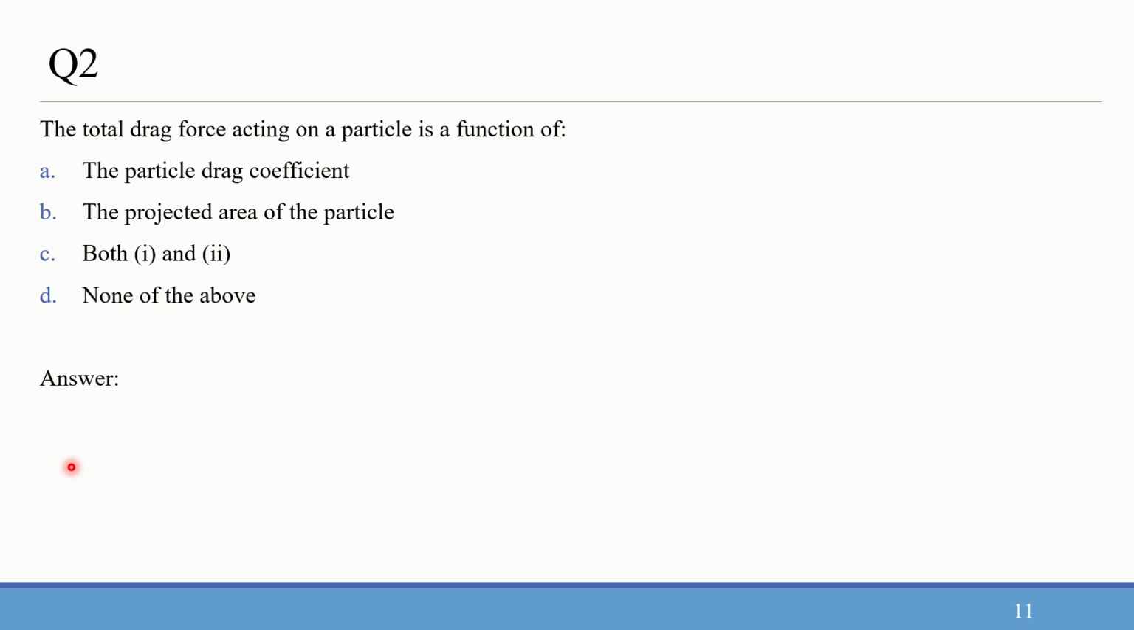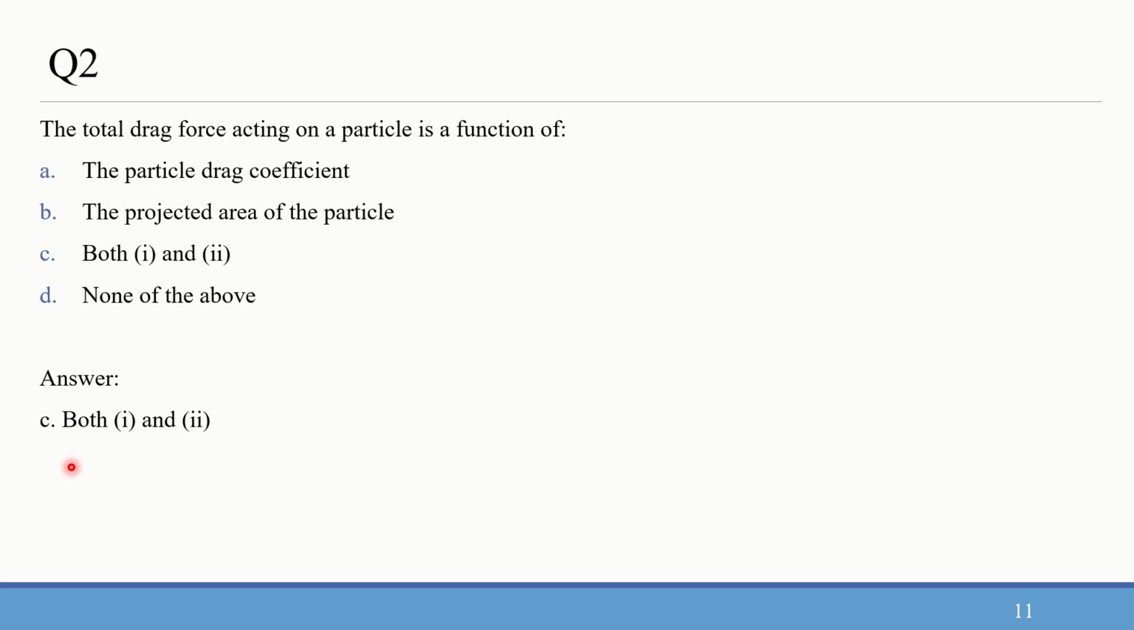So the answer is actually option C, both 1 and 2. Drag force acting on a particle is a function of drag coefficient as well as the projected area of the particle. So that is the answer. Now we will see how option C is the right answer. We haven't given it here, but we know the formula for the drag force acting on a particle, right? Total drag force is a function of particle drag coefficient as well as the projected area of the particle.